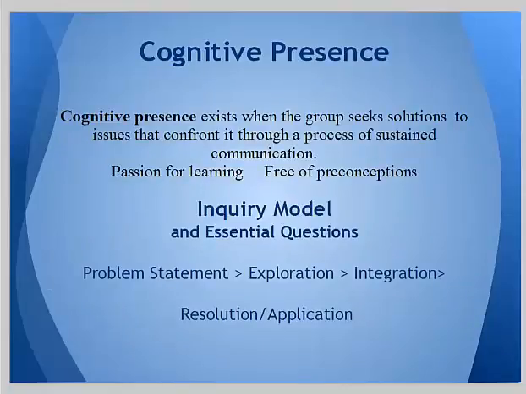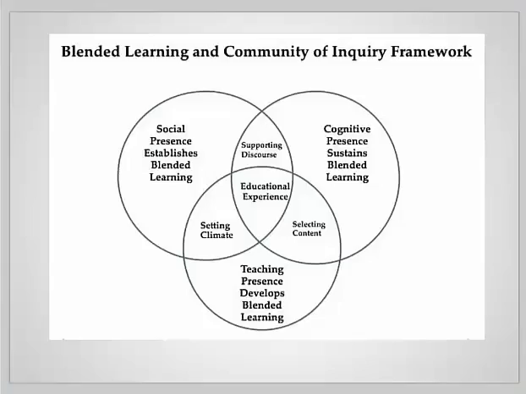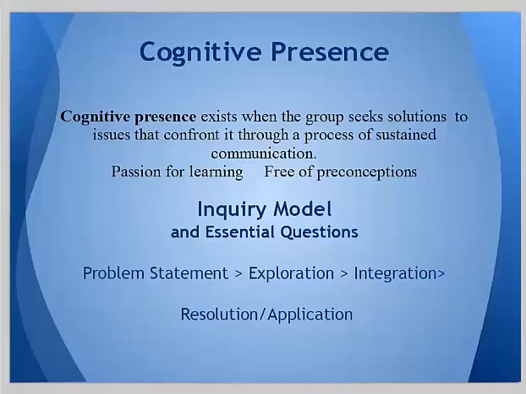What we're going to try to do in the discussions or throughout blended learning is look at cognitive presence, which, if we go back, you can see is part of the three principles of the community of inquiry and how they overlap one another and how all three are necessary. In cognitive presence, you develop a passion for learning.